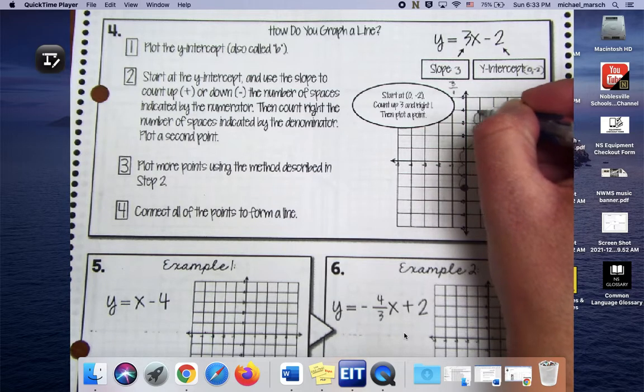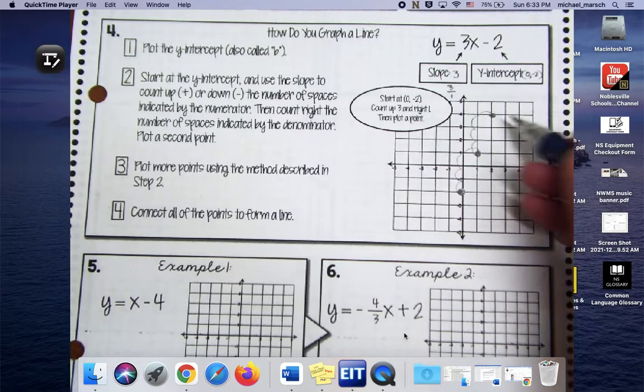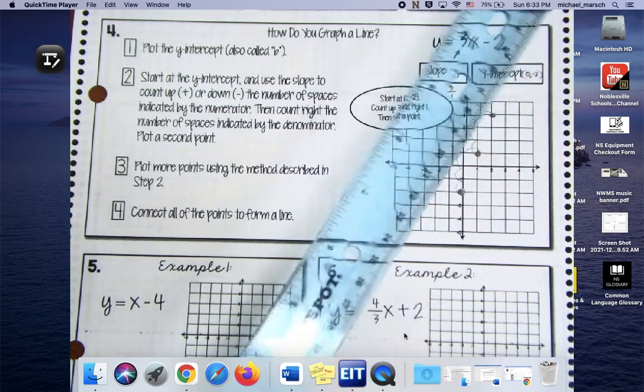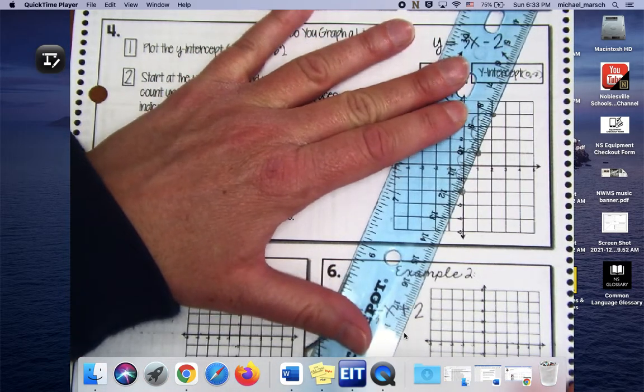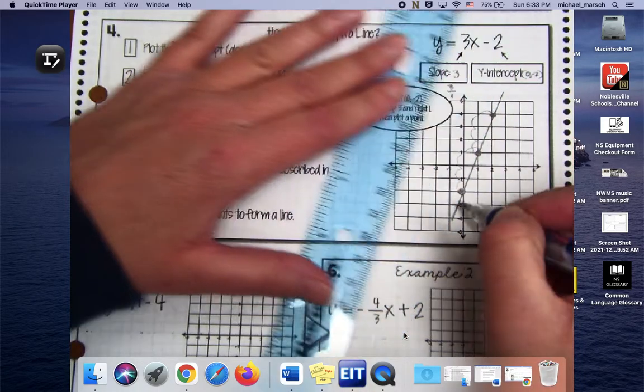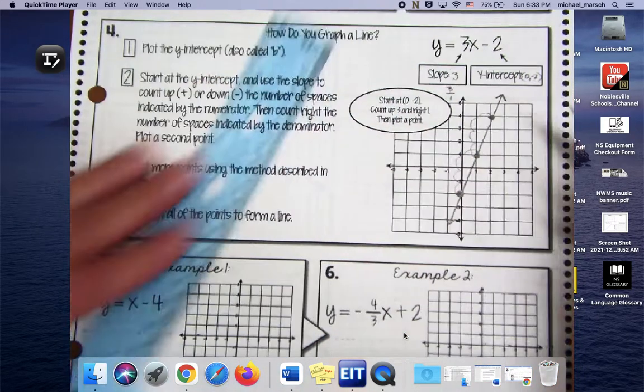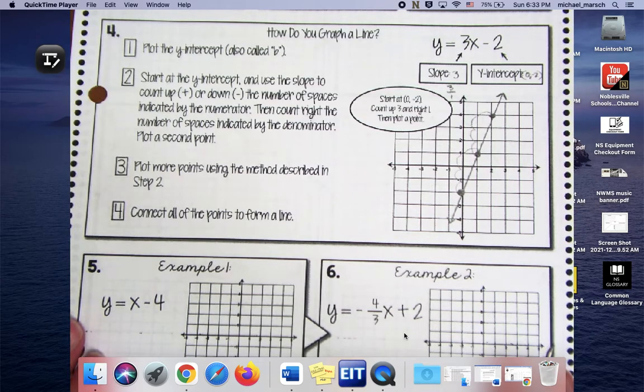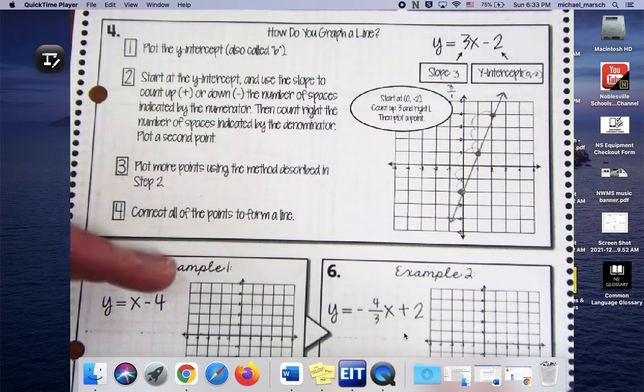We're going to do at least 2 more points. 1, 2, 3, over 1. So we have 3 total points. And then we connect those points with the ruler. Hopefully this is looking familiar to you from Friday. I know it's been a while. Okay, so that's how you go through this process.